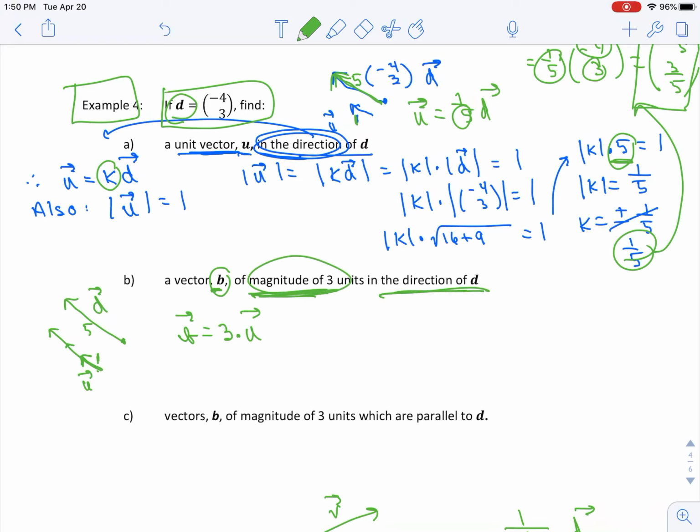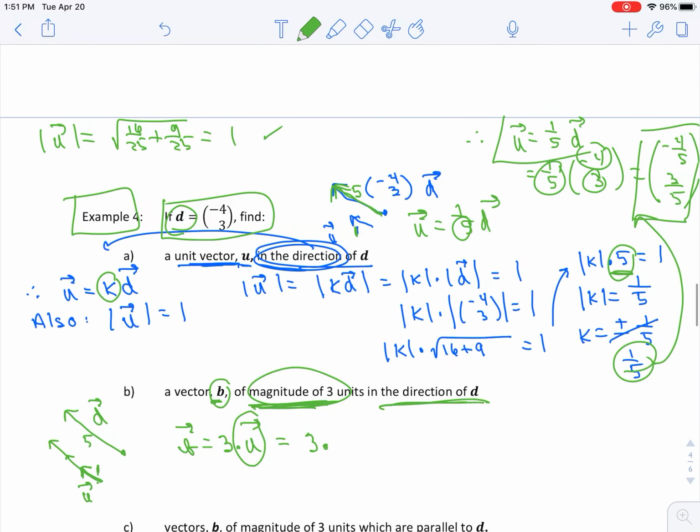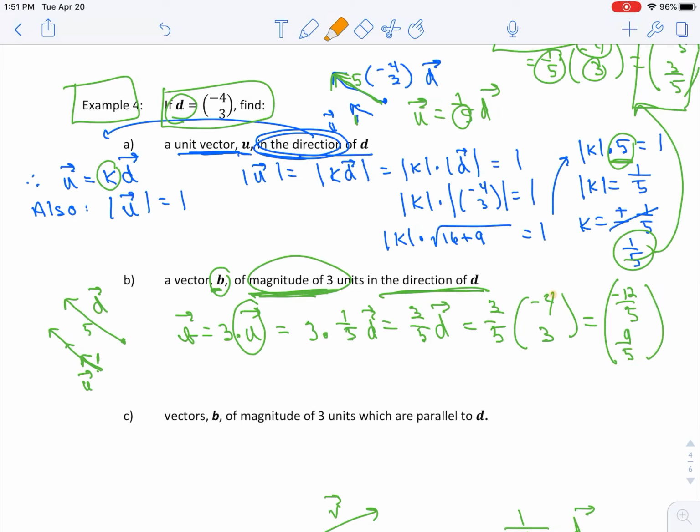So we said that the unit vector was 1/5 of D right up here. So it's going to be 3 times 1/5 of D, which simply turns out to be 3/5 of D. So we want 3/5 of D, which is negative 4, 3. So that turns out to be negative 12/5, and then 9/5. Remember, we're simply taking each of these and multiplying it by this to get that new vector. So this is our final answer for this one.